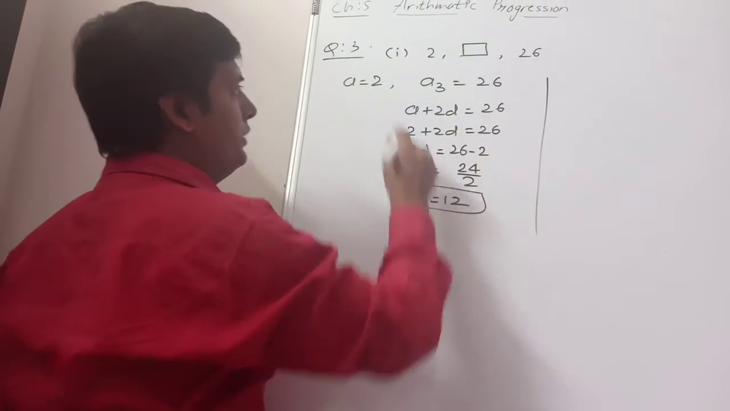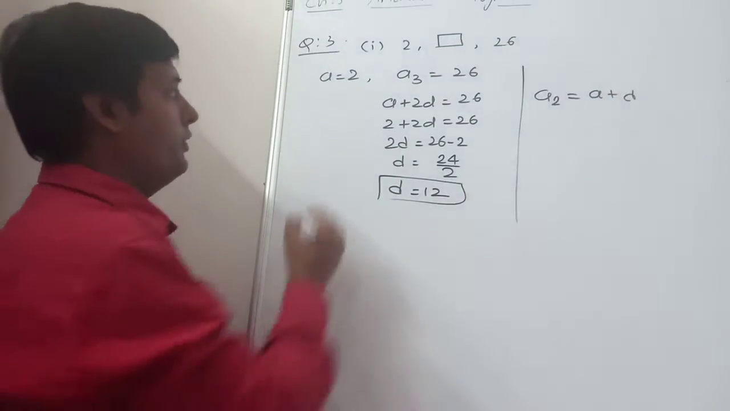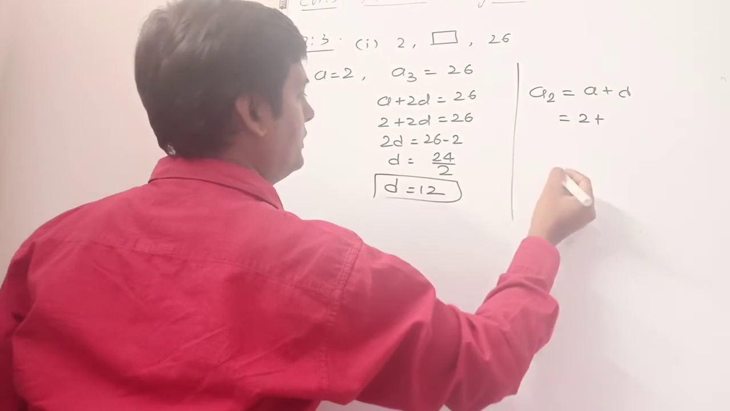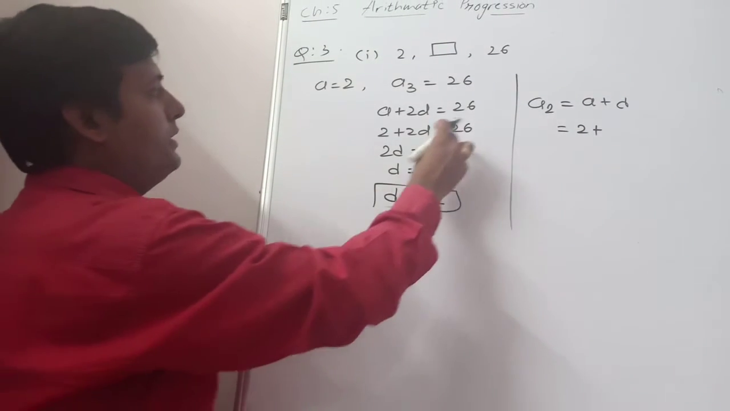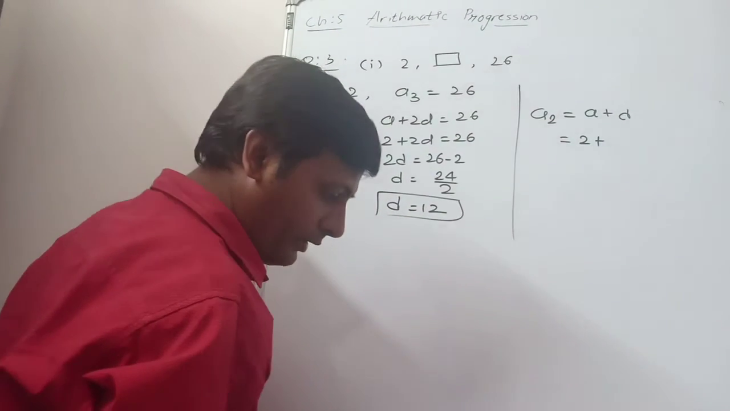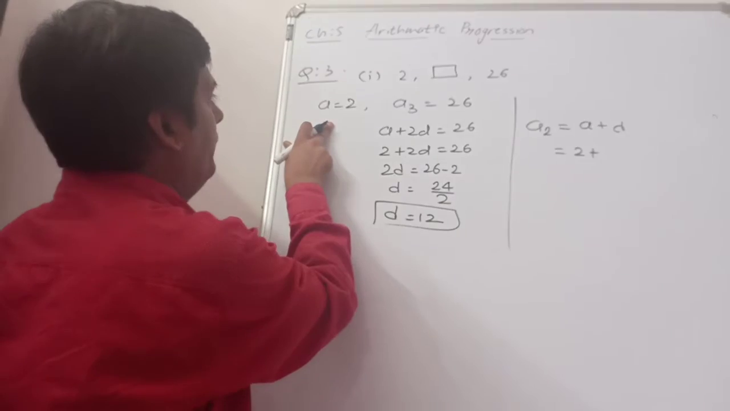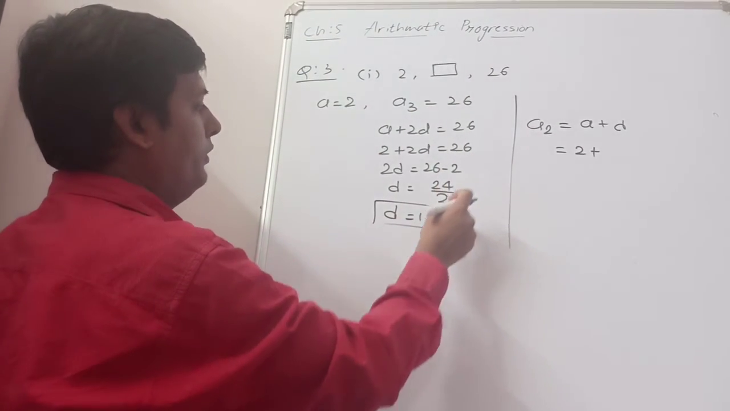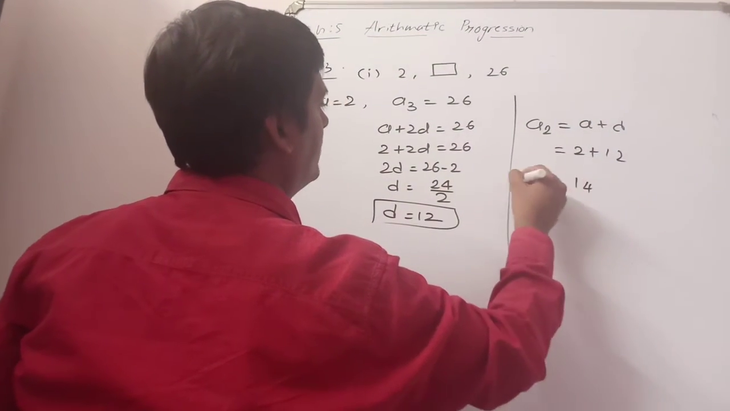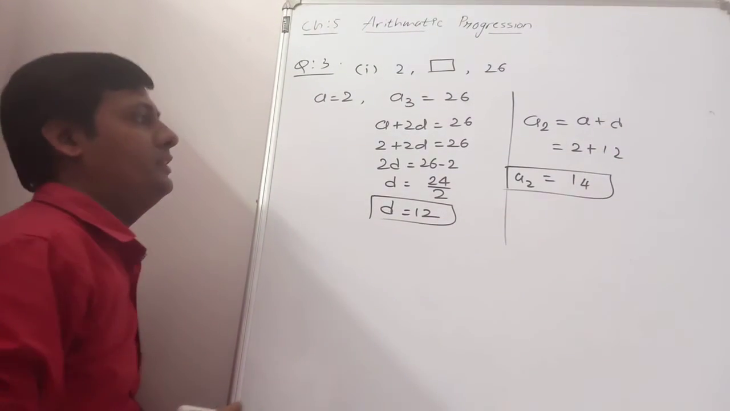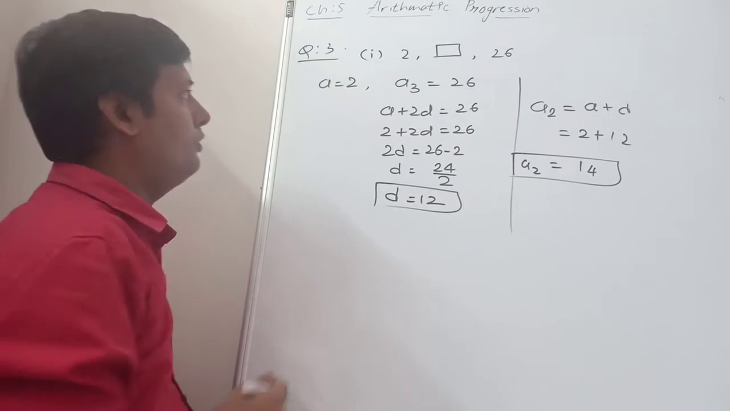Understand? Okay, so now we want the second term. Second term formula: a2 is equal to a plus d. So a is equal to 2, and the common difference d is equal to 12. So we got 14. The second term is equal to 14. Right? Just check the answer. The difference is 12, right, so this is the right answer. A2 is equal to 14.